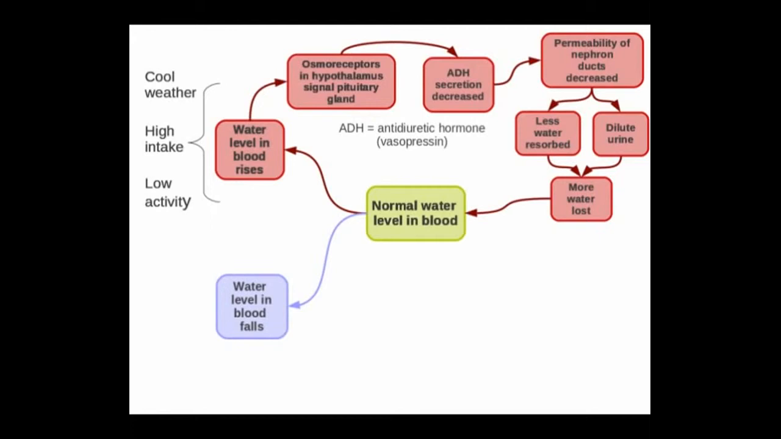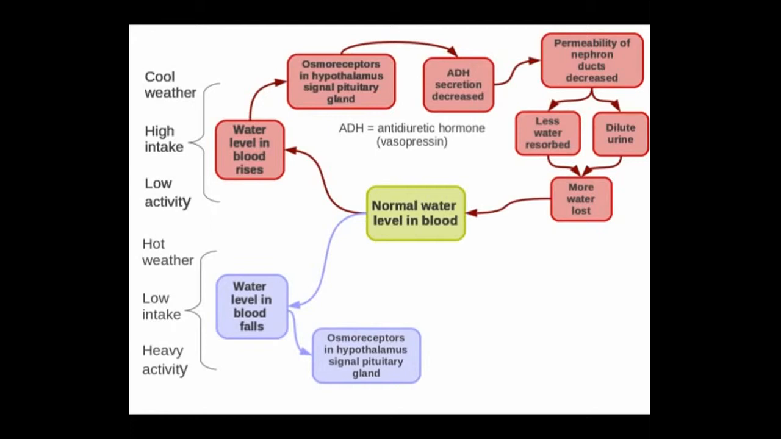But what happens if the water level in the blood falls? For example, there's hot weather, we're sweating a lot, or we don't drink very much fluid, or we're exercising a lot. Then the osmoreceptors, our thermostat for water, maybe we should call it a water stat, in the hypothalamus signal the pituitary gland again, and ADH secretion, that is antidiuretic hormone or vasopressin, is increased. So the secretion of ADH is increased.